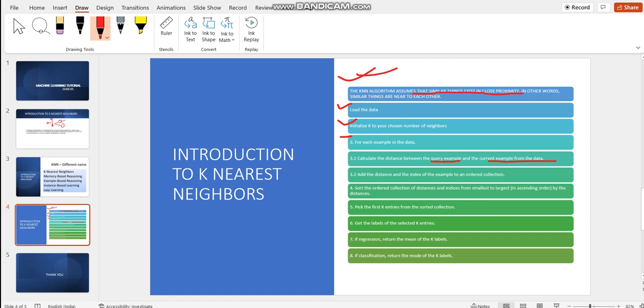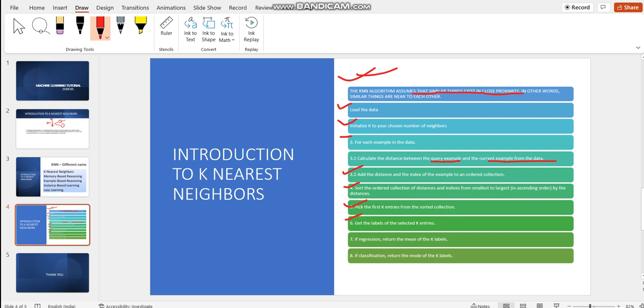After that, add the distance and the index of the example to an ordered collection. After that, we need to sort the ordered collection of distances and indices from the smallest to largest, depending on the distance in ascending order. After that, pick the first k entries from the sorted collection and get the labels of the selected k entries.